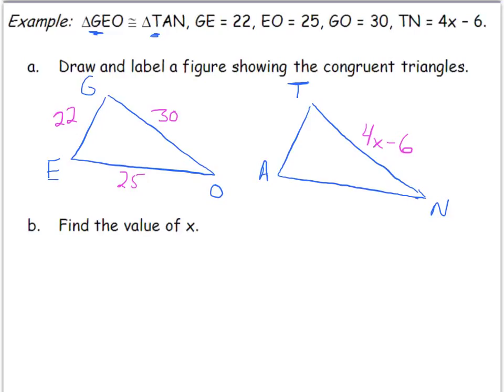Now, using this information, we can go ahead and figure out what the value of x would be. To figure out the value of x, I'm taking a look over on this triangle, and this is the only place in which I've got an x showing up, and it's for segment TN. Now, segment TN in the second triangle actually corresponds to segment GO in the first triangle. So we do know that these two triangles are indeed congruent, that 4x minus 6 has to equal 30. So that means that 4x would equal 36, and x would be 9.